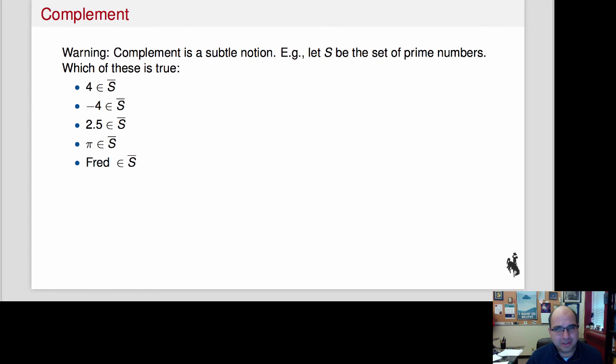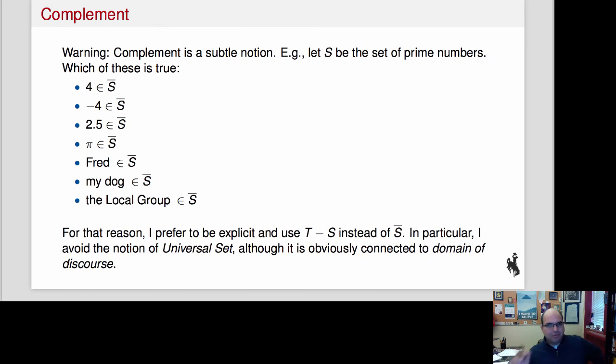Fred's a nice guy and all, but if I'm talking about prime numbers, I'm not even thinking about Fred. My dog, oh, my dog is the cutest thing in the world. But again, if I'm talking about prime numbers, no, probably not. The local group of galaxies, you know, that's like the biggest thing around here. But again, if I'm dealing with primes, that's not what I'm thinking of. So it's hard to actually say what's not in the set of prime numbers, what's the complement of the primes, because we're saying complement compared to what. And because of that ambiguity, I really don't like using complement.